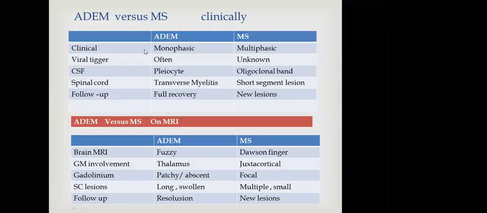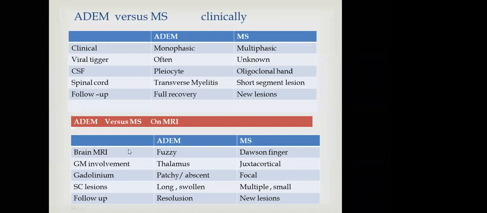How do we differentiate ADEM from multiple sclerosis clinically? Usually ADEM is monophasic, while MS is multiphasic. Viral triggering is present in ADEM, but not in multiple sclerosis. CSF shows oligoclonal bands in multiple sclerosis. Spinal cord transverse myelitis is a short segment in multiple sclerosis. Usually in follow-up, there will be full recovery in ADEM, while new lesions may be seen in multiple sclerosis.